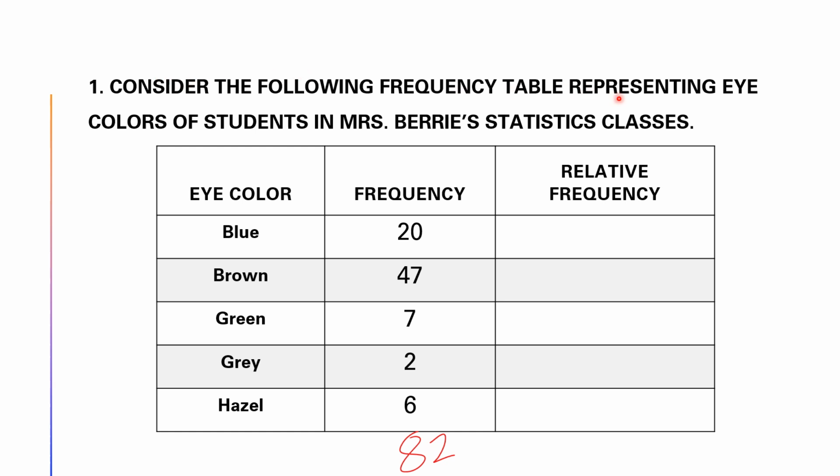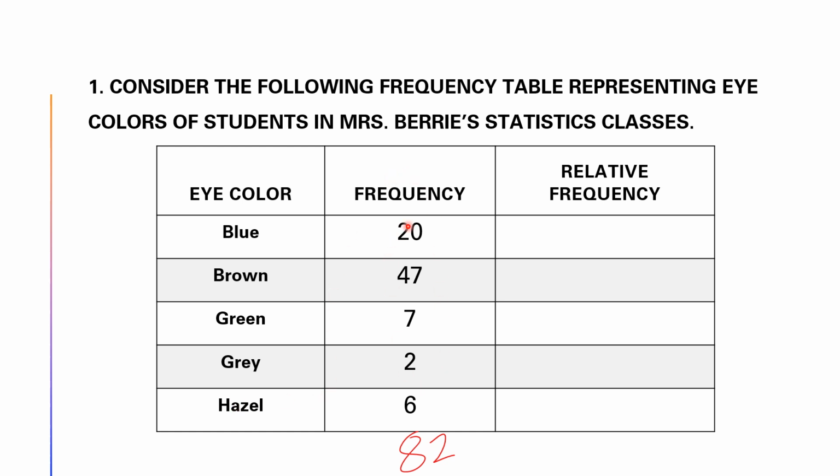It says, consider the following frequency table representing the eye colors of some randomly selected students in my stats class. So here we have some eye colors. This is not all of the possible eye colors. This is just a sample. So we have people with blue eyes, brown eyes, green eyes, gray eyes, and hazel eyes.